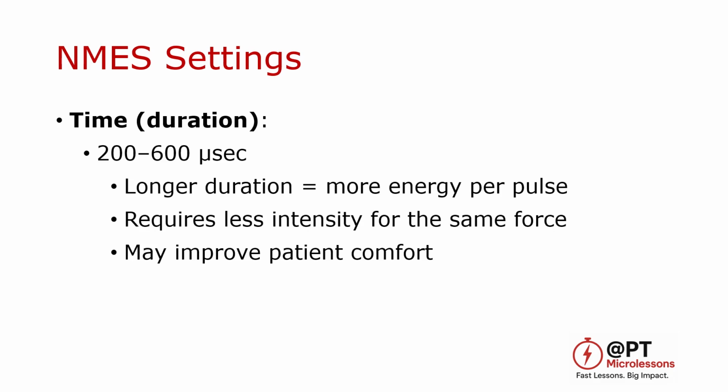Here's an important concept to understand. Time, or duration, is typically set between 200 and 600 microseconds. Longer durations deliver more energy with each pulse or burst. Because of this, less intensity is needed to achieve the same level of muscle contraction, and using a lower intensity may improve patient comfort and reduce pain. Let's walk through that on the next 2 slides.